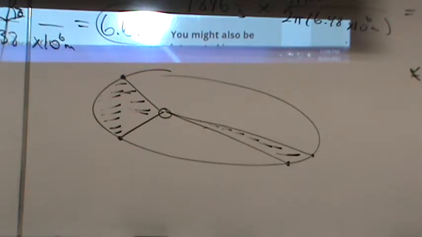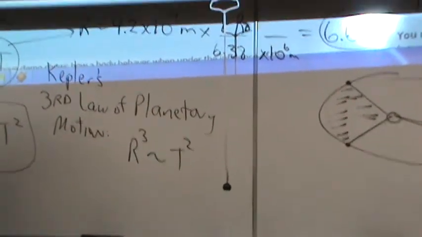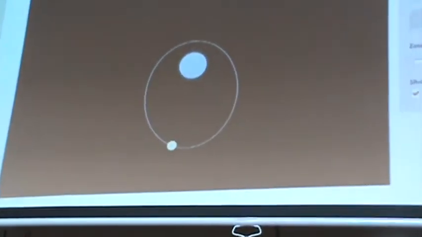And then the third law of planetary motion is essentially right here: the cube of the radius is proportional to the square of the period. So that's Kepler's laws of planetary motion.